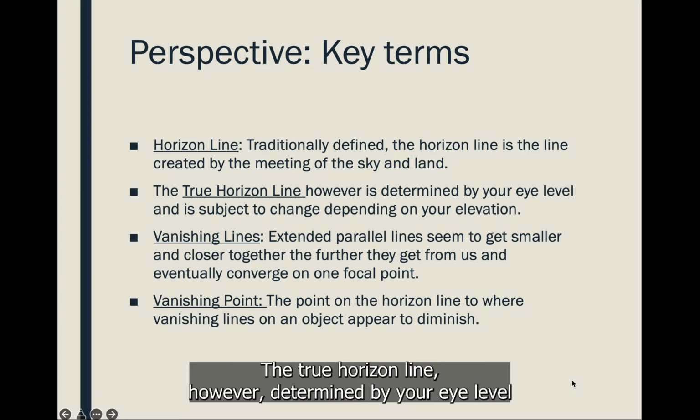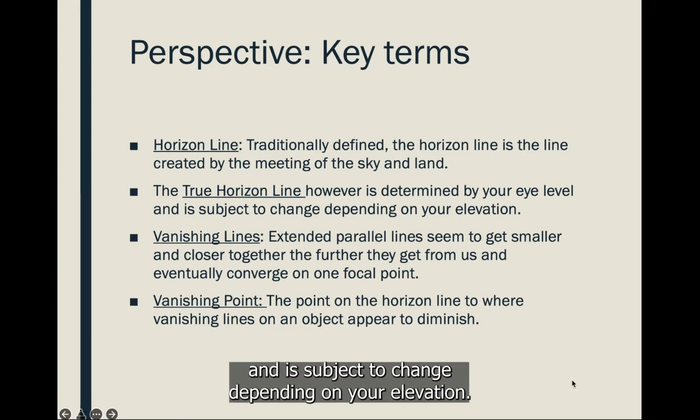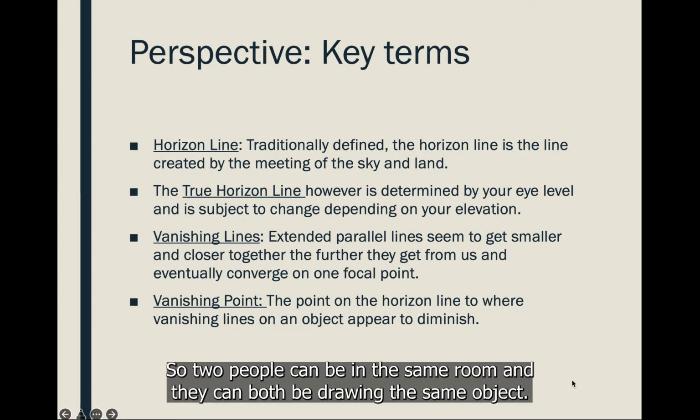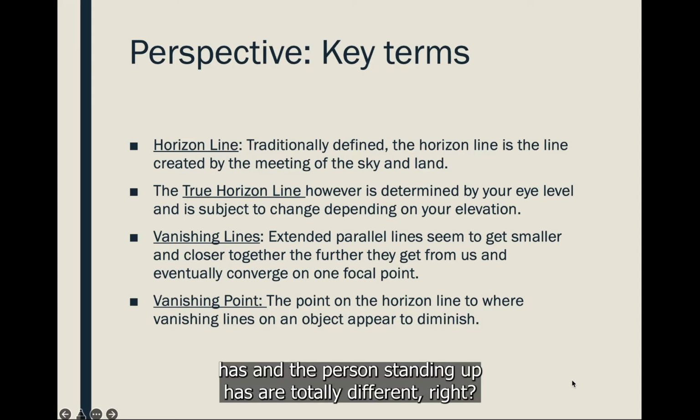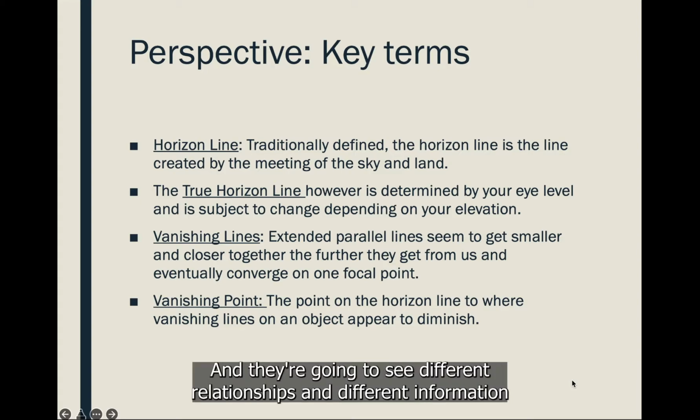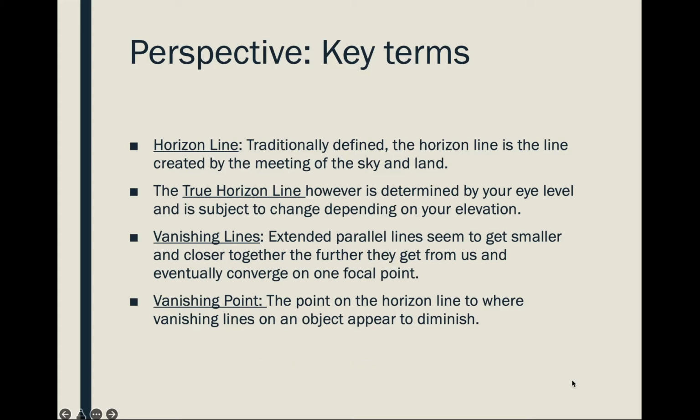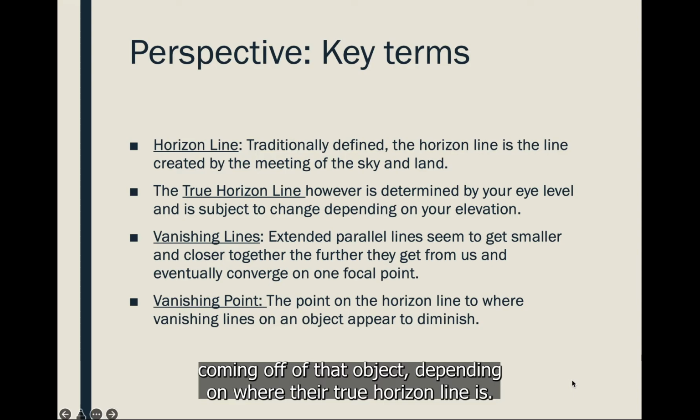The true horizon line, however, is determined by your eye level and is subject to change depending on your elevation. So two people can be in the same room and they can both be drawing the same object, but the horizon line that the person sitting down has and the person standing up has are totally different, right? And they're going to see different relationships and different information coming off of that object depending on where their true horizon line is.